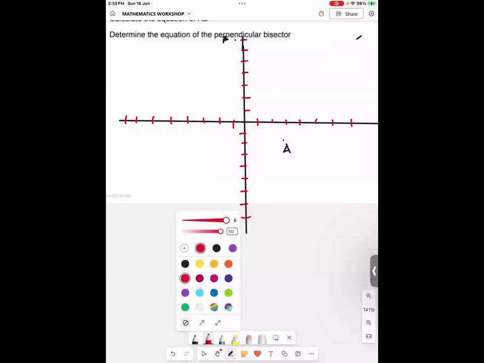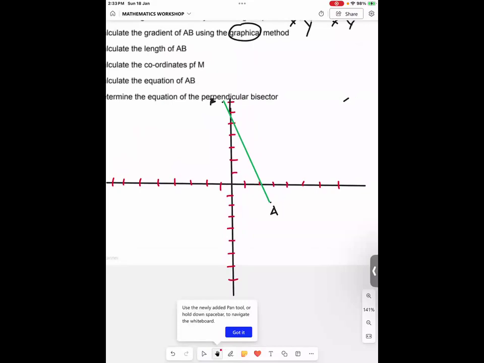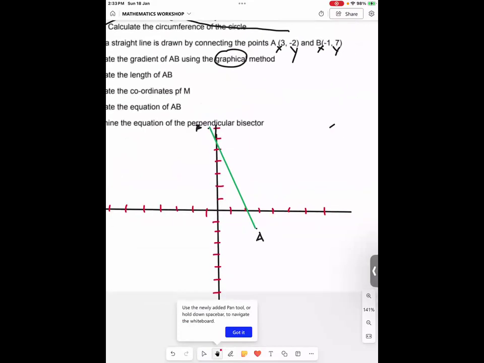Now I'm going to use a different color here just to make sure that we can distinguish between the axes. I'm going to join my points here. And that's going to be my line. That's my line AB. So whenever in the future you get a question where you have to plot a point, that's how you go about it. All right. So that's going to be 3, negative 2. So let me just put some numbers on here. So this is 3.